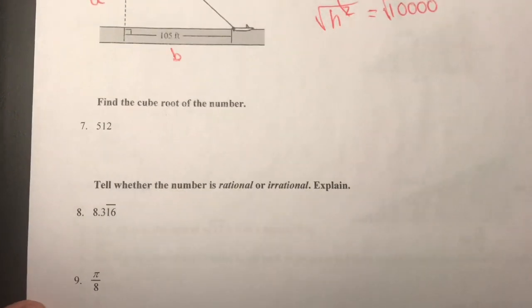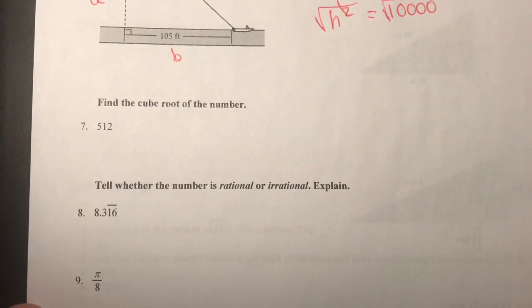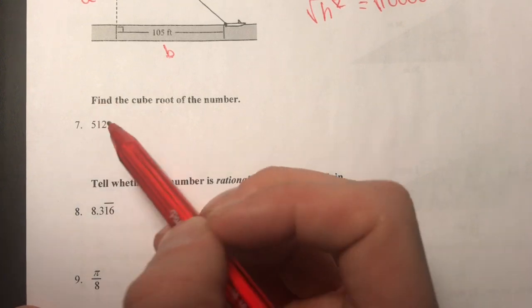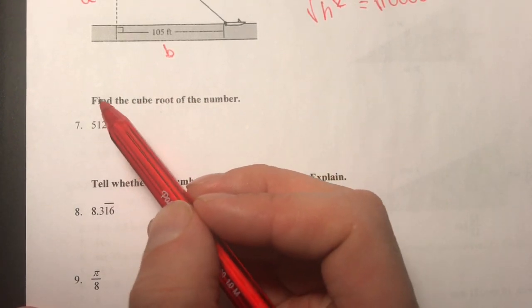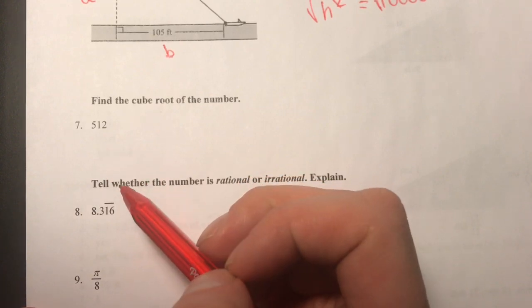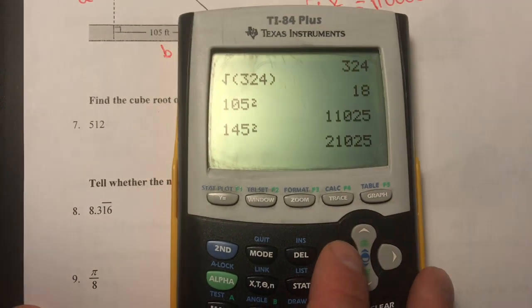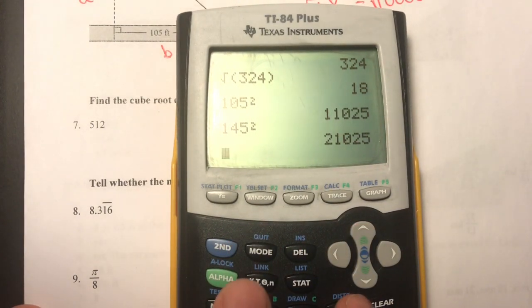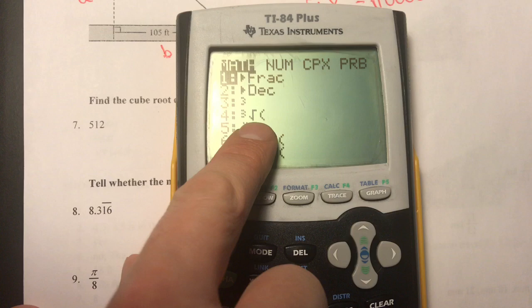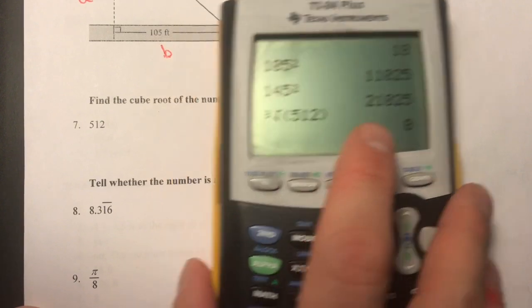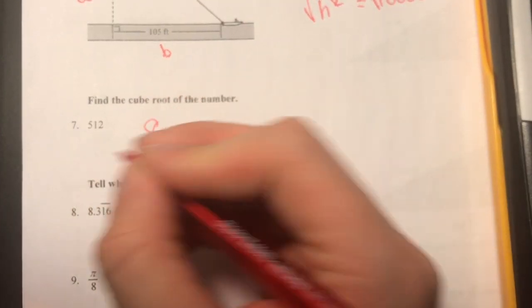Cube root. The cube root of 512. If you don't know what a cube root is, remember cube root means what number times itself times itself again gets you that. So if you don't know how to find the cube root, or if you don't have it memorized, what you do on a calculator is you hit math, in this case, and the cube root is that button number 4. Math 4, 512, enter. And it's 8. That means 8 times 8 times 8 is 512.